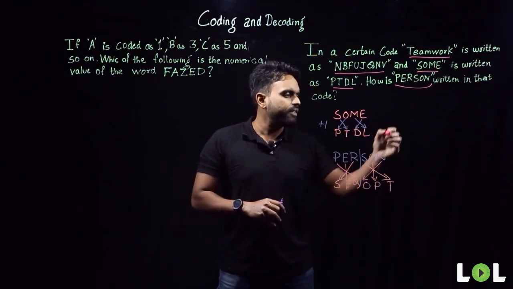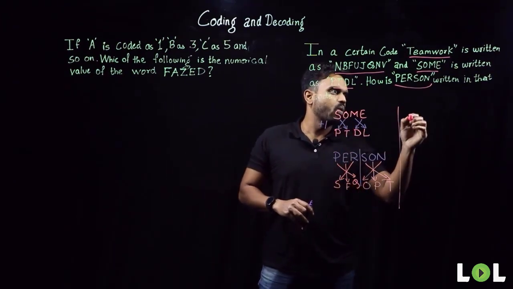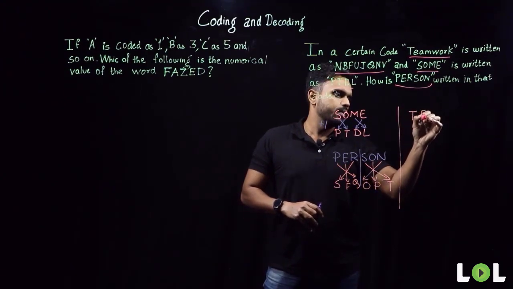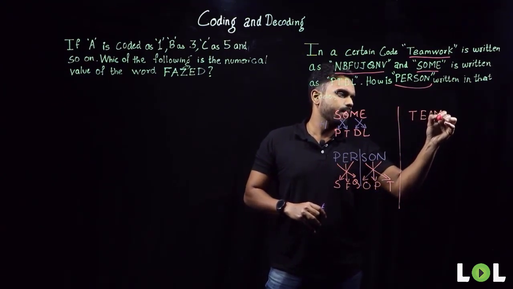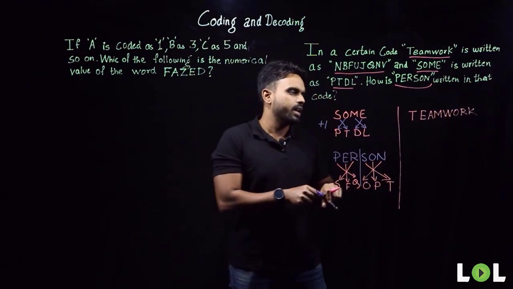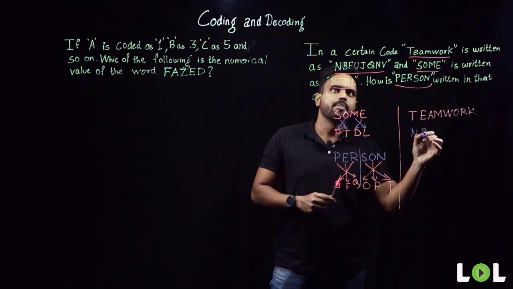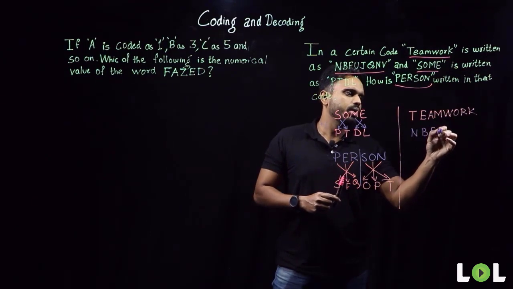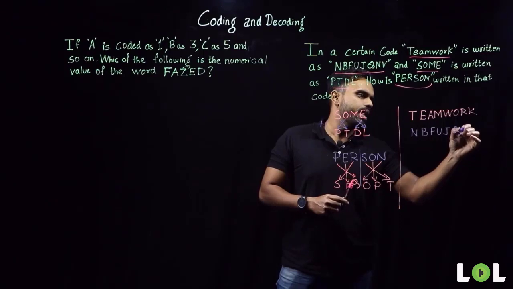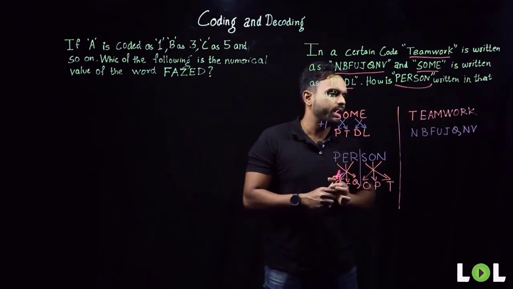Now, if I try to solve the same question with place values, check what will happen. For a change, I'll take teamwork here. TEAMWORK. It is being coded as NB, FU, JQ, NV. Now I know the place values of each one of them, so I can quickly write it.